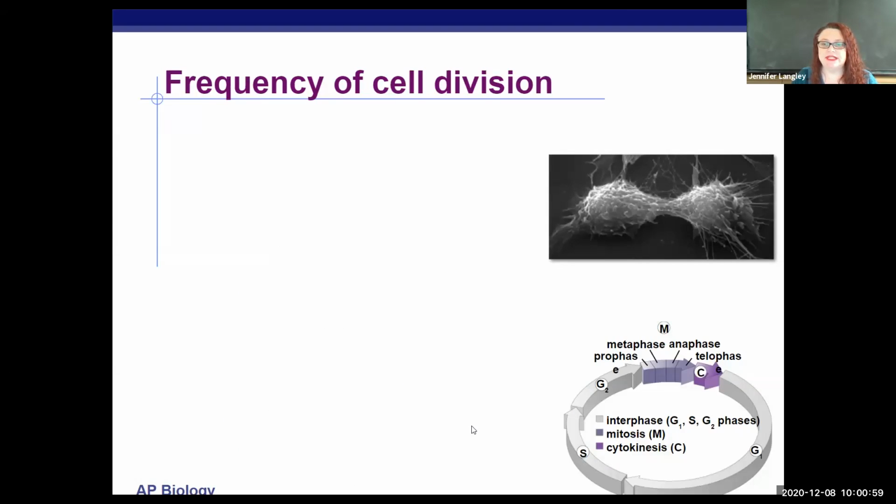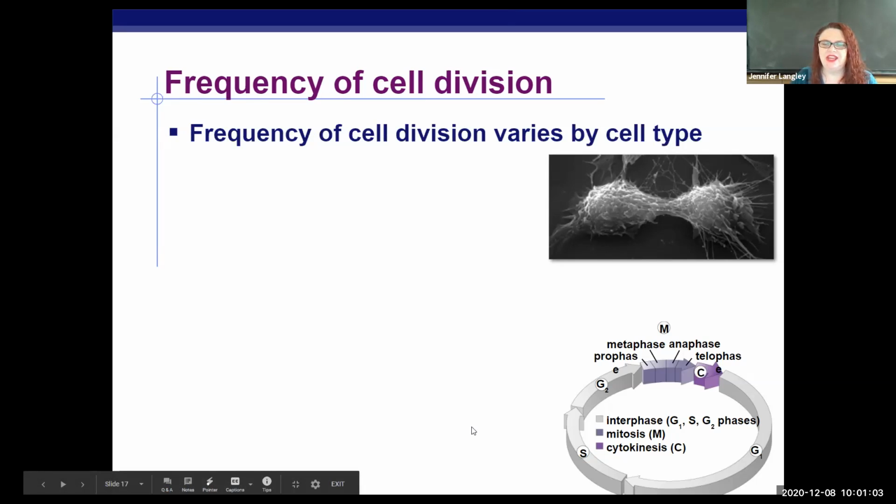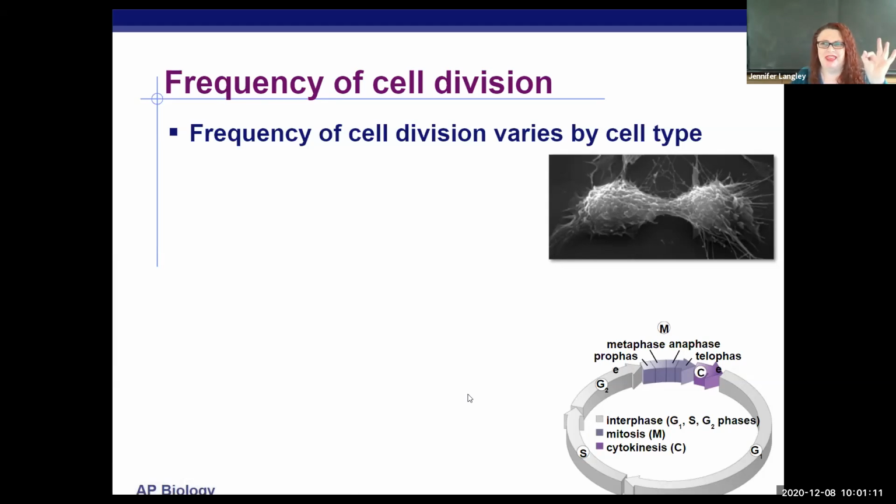Now, our frequency of cell division, how often this happens. It varies depending on the cell type. I mean, as we said, nerve cells, those don't divide. So the frequency is going to be like nothing. An embryo has a cell cycle of about 20 minutes. So once the egg and sperm fuse, that embryo divides about every 20 minutes.